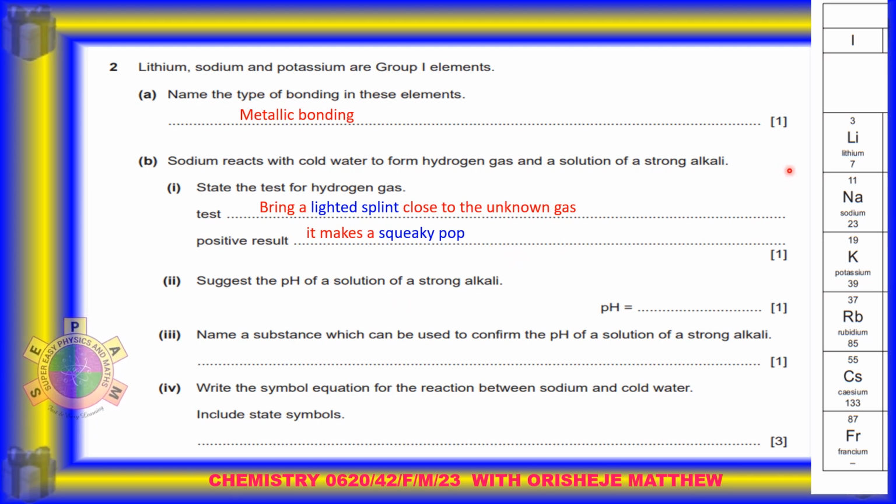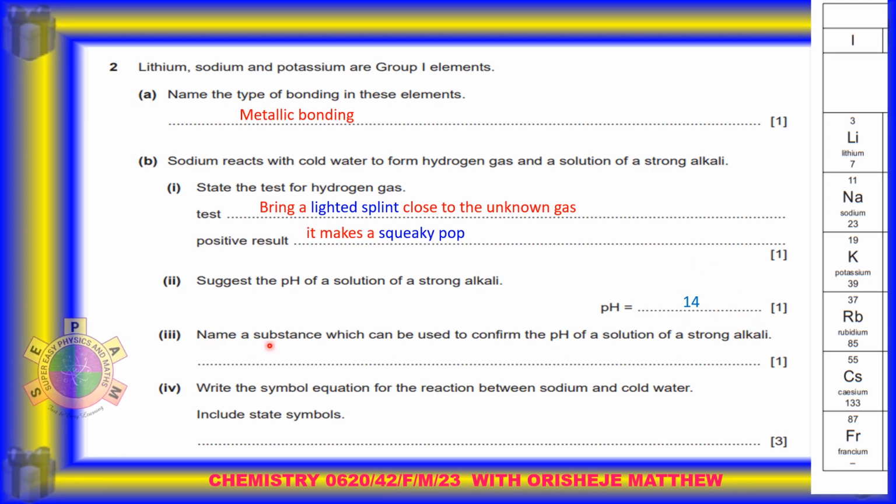Now, if we just look at the group 1 elements, the reactivity of the group 1 elements, down the group they react more vigorously with water. So we have some things to talk about with this group 1 element behavior, but let's just answer this question first. It says suggest the pH of a solution of a strong alkali. So the pH is 14.